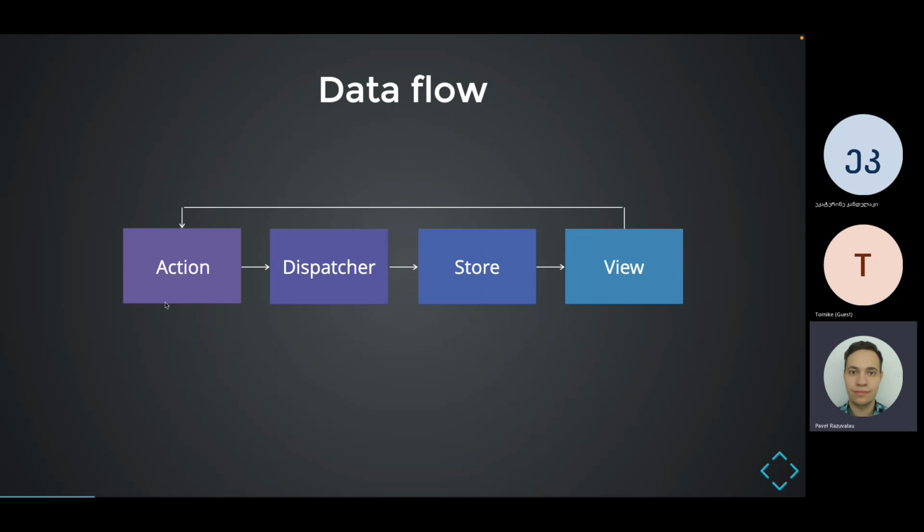There is an action that contains the instructions. So what are we going to perform? The next one, the dispatcher, sends this instruction right to the store, and once the store is updated, we're able to see the updated view based on the data that is changed in our store. So how does it actually look?